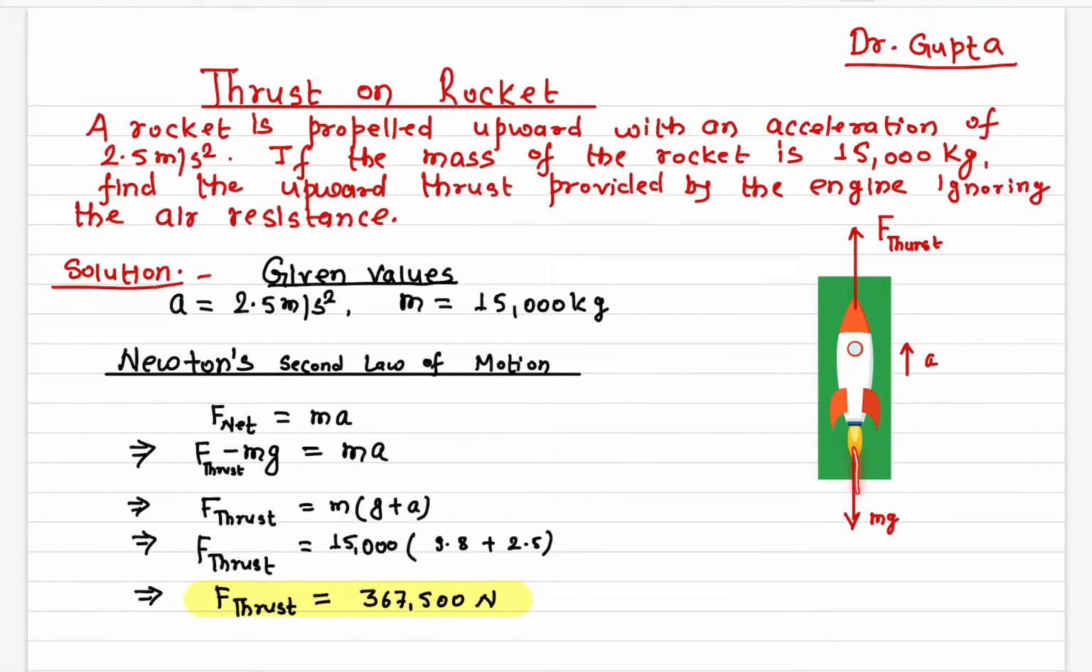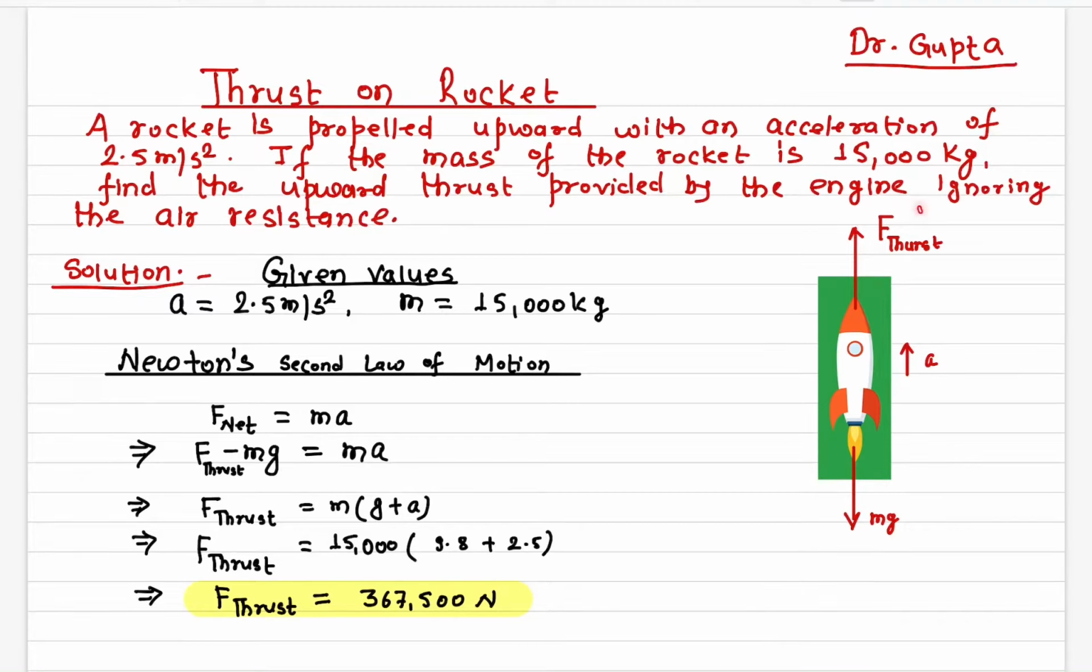So in this case, if we just look at the free body diagram, the weight is downward, and the propelling force, or what you call a thrust, is upward. Thus the force is taking the rocket upward. And the acceleration is given as well. So how are we going to solve this problem?